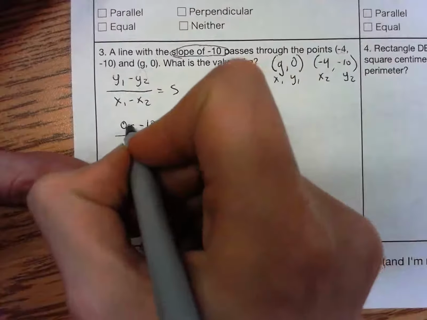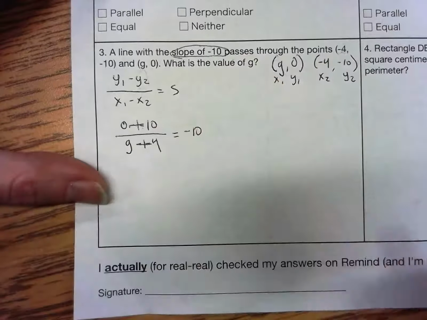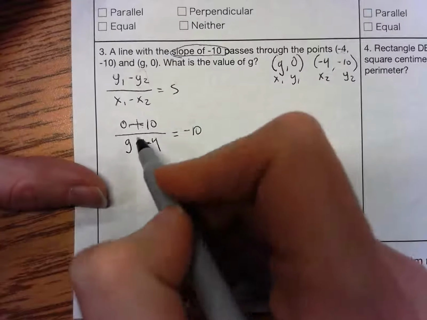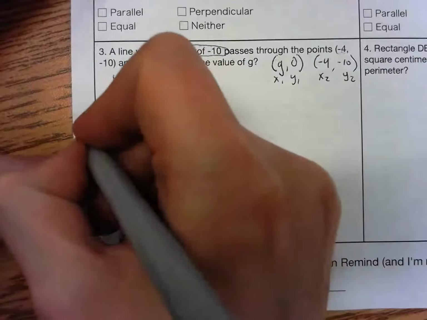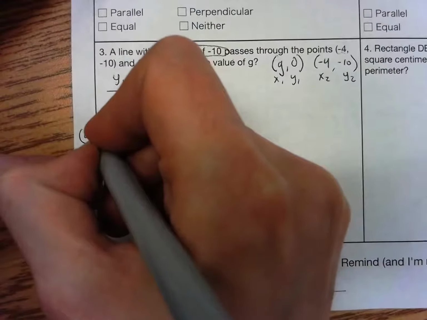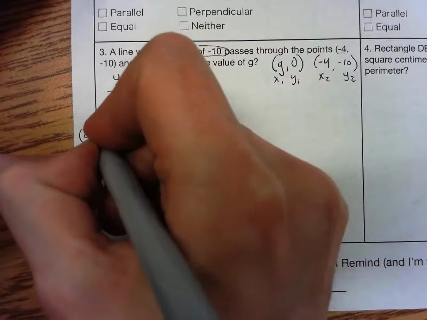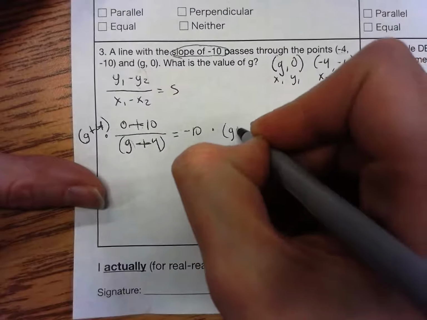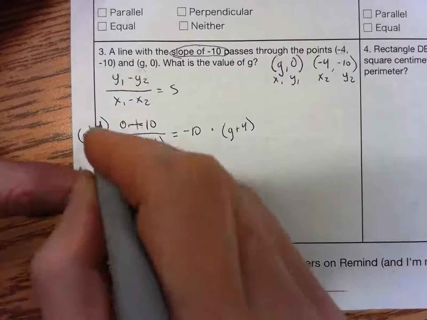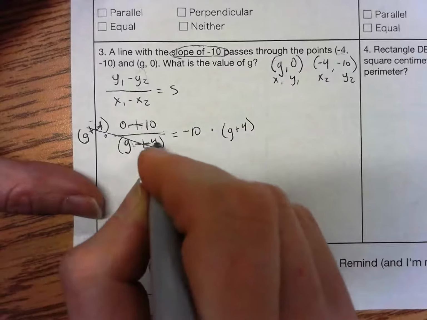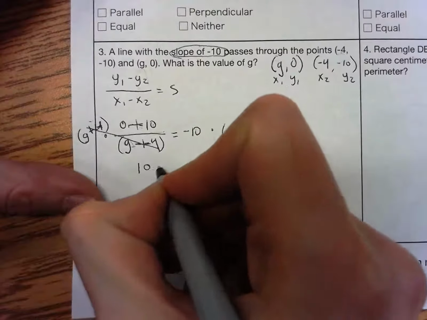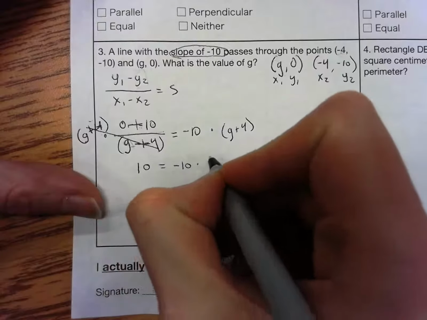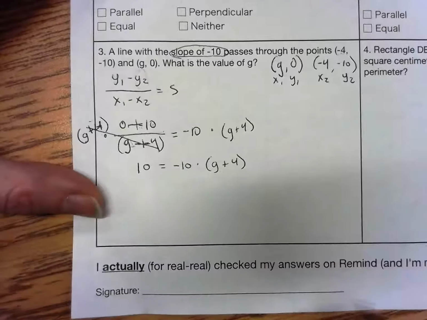Then I can go ahead and change these into plus because there's two minus signs together. And then because our variable ends up on bottom, we need to wrap it in parentheses and then multiply by g plus 4 on this side and multiply by g plus 4 on this side. So these are going to cancel out because we have dividing by g plus 4 and multiplying by g plus 4. 0 plus 10 is going to be 10. -10 times g plus 4.